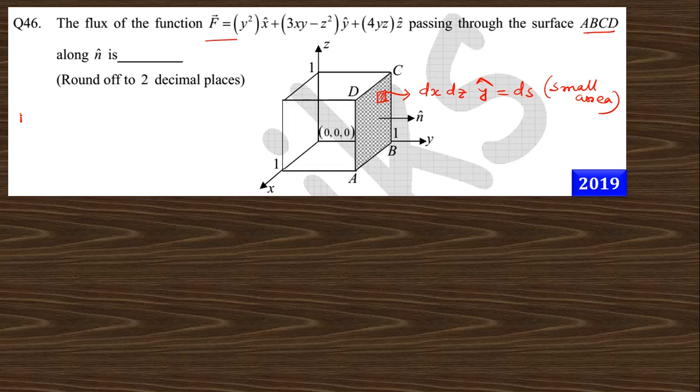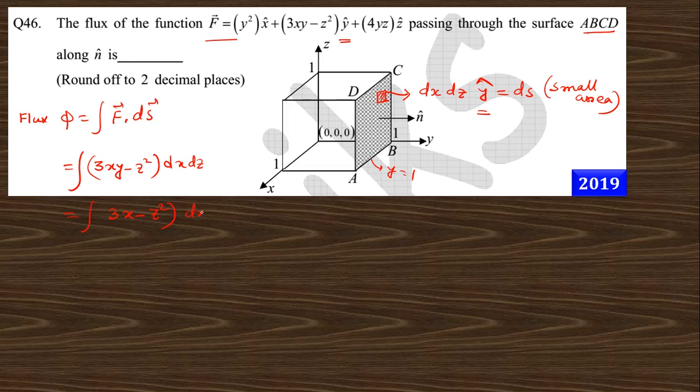Flux is equal to the integration of F dot ds. If we dot F with ds, since ds is only along y cap, we get only the y cap component, that means 3xy minus z square into dx dz. You can see that on this surface the value of y is 1. So if we put y equal to 1, this is the integral of 3x minus z square dx dz.